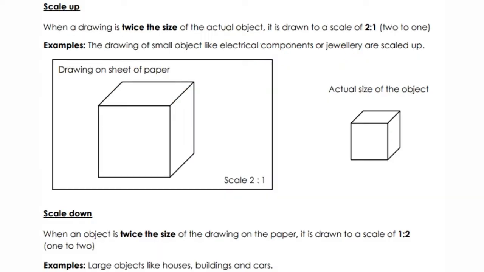Scale up. When a drawing is twice the size of the actual object, it is drawn to a scale of 2:1. Examples. The drawing of small objects like electrical components or jewelry are scaled up. Scale down. When an object is twice the size of the drawing on the paper, it is drawn to a scale of 1:2. Examples. Large objects like houses, buildings, and cars.